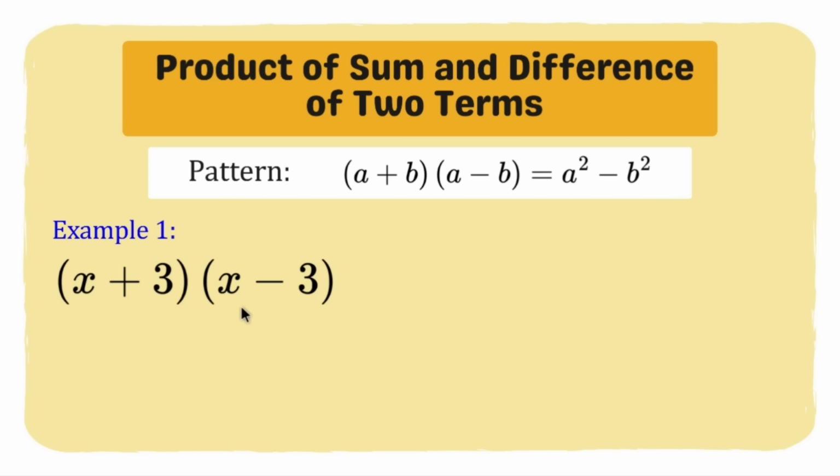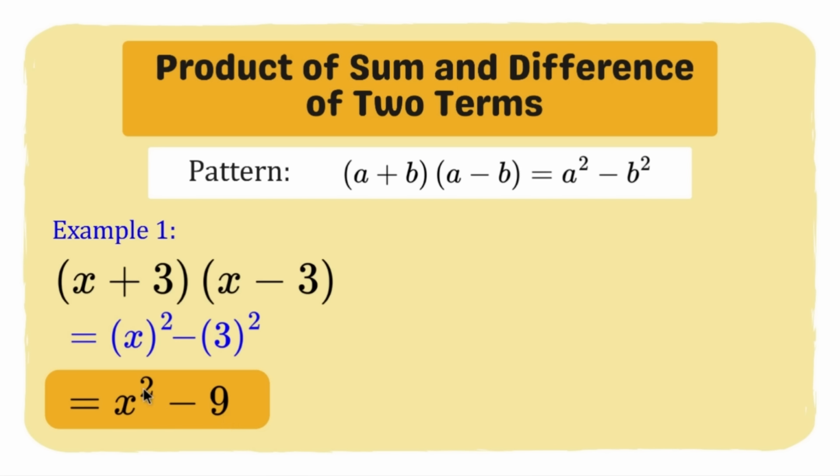So if you notice, parehas lang po ang first terms and second terms except for the operation or yung sign ng second term. So in this case, meron tayong pattern dito, meron tayong shortcut. We can just get the square of our first term x. So we have here x raised to 2. And then, kunin din po natin yung square ng ating mga second terms which is 3. Okay, and then ang operation is magiging minus na. Okay, kaya po x squared minus 9 ang sagot.